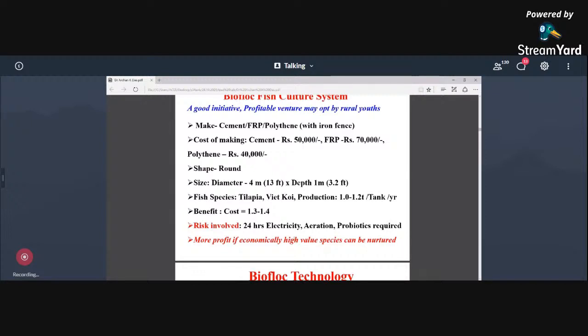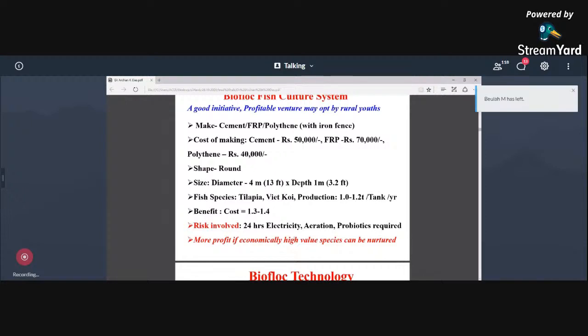Unless you have had the training, you don't know the value of free ammonia. Free ammonia is very toxic, and you don't know this if the electricity goes. So bioflok is a robust technology developed in Israel, being percolated to India.